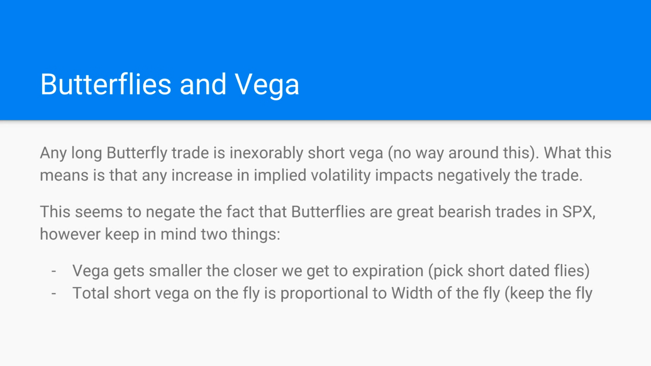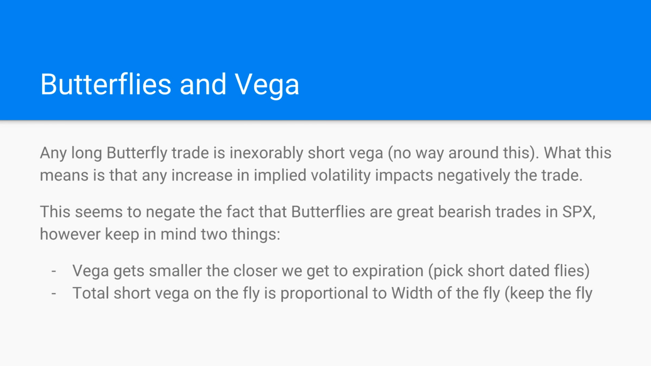So if volatility is low right now, for instance, right now in SPX, volatility is low, and we open a downside butterfly, and then the market falls, implied volatility starts to go up, and it starts to impact my fly negatively. And you say, wait a second, you said that butterflies were perfect bearish trades. Now you're telling me that even if it goes down, it impacts the fly negatively? And I say, yes, sadly that is the truth.